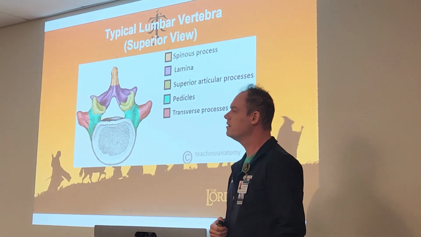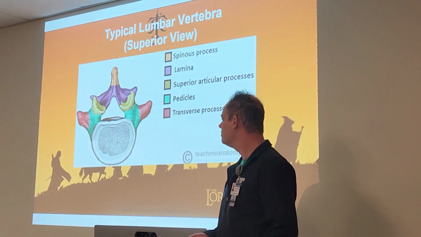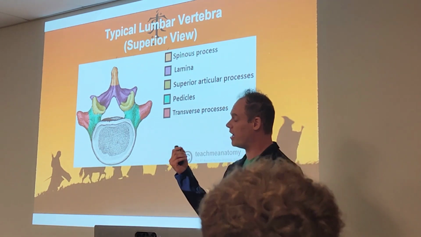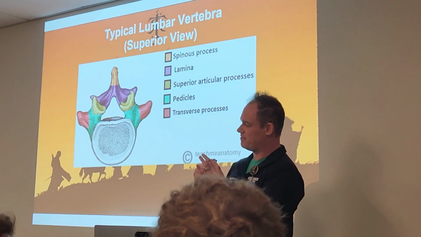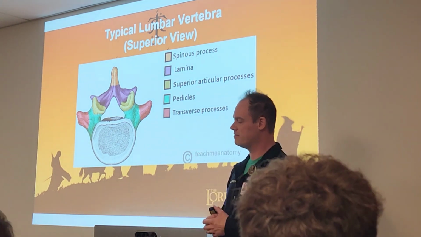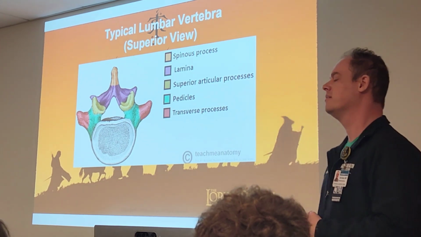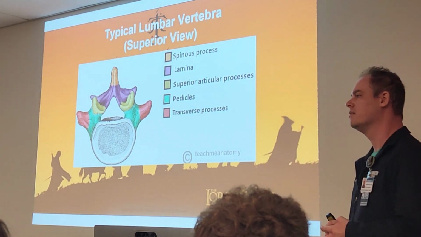Is the little dot on the body, that's the pulposus? Is that what that is? That's just texturing on the bone. The nucleus pulposus is in the disc, the actual disc between the vertebrae. Good question though.